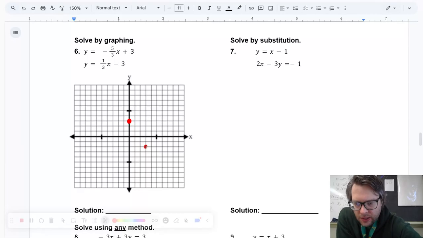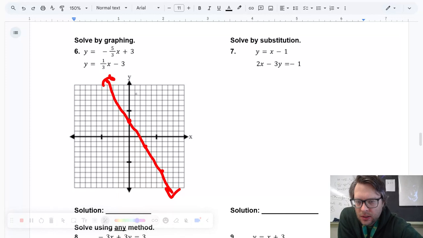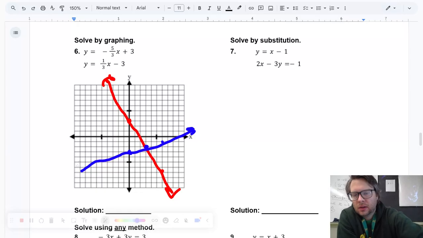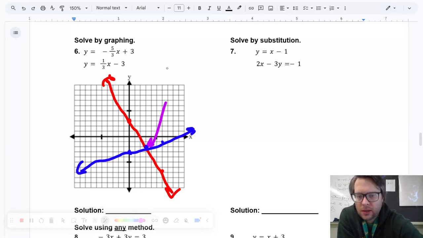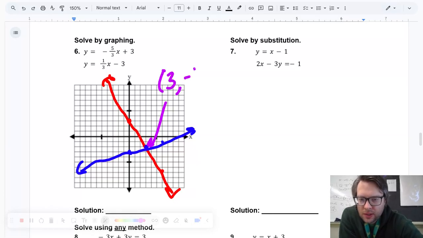Let's go ahead and do that again. Down 5 and 3 to the right. Connecting those dots. The other one has a b of negative 3 and a slope of 1/3, so I go up 1 and 3 to the right, and you can see that's the point where they intersect each other. That intersection point looks like it's where x is equal to 3 or y is equal to negative 2.